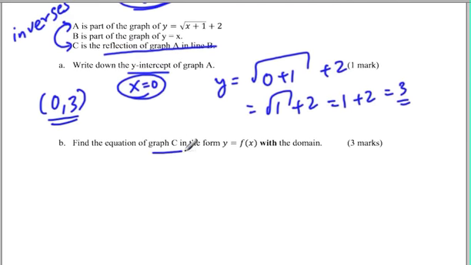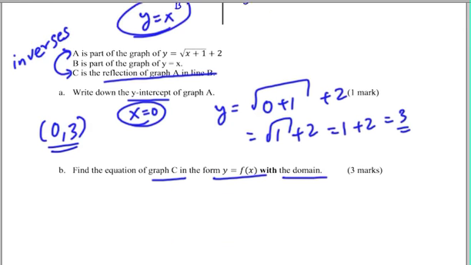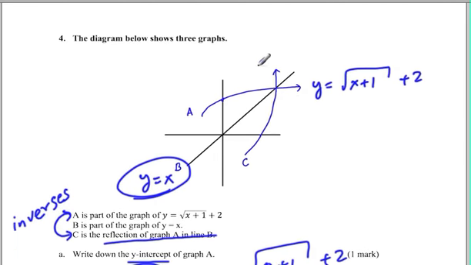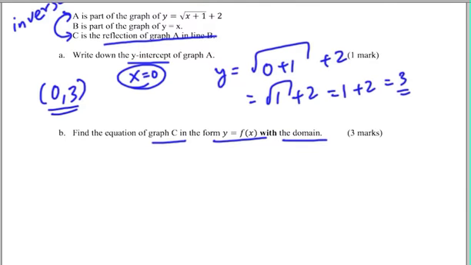Now, find the equation of c in the form y equals f of x. So it's some function with the domain. Okay? So what did we just learn from this graph? We learned that a and c are inverses of each other. Now, do we have the equation of a? Yes, we do. So how do we find c? We simply find its inverse. And that's it. That's really all what that means.